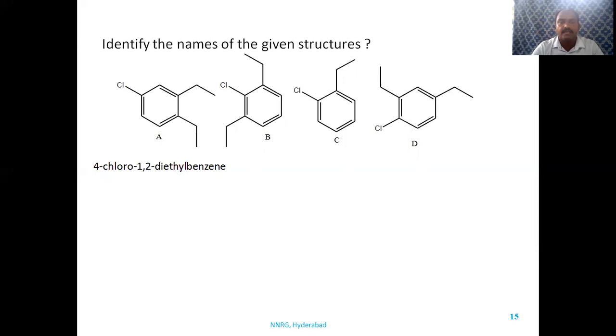If you see here, I can start numbering from either here or here. 1, 2, 3. Chlorine is assigned the second carbon, and at the 1 and 3 positions you have ethyl groups. So 2-chloro-1,3-diethylbenzene. So C, how do you name this? It is an ethyl benzene, so 2-chloroethylbenzene. And D, I should start numbering from here, 1, 2, 3, 4: 4-chloro-1,3-diethylbenzene. This is how we need to name the benzene structures.